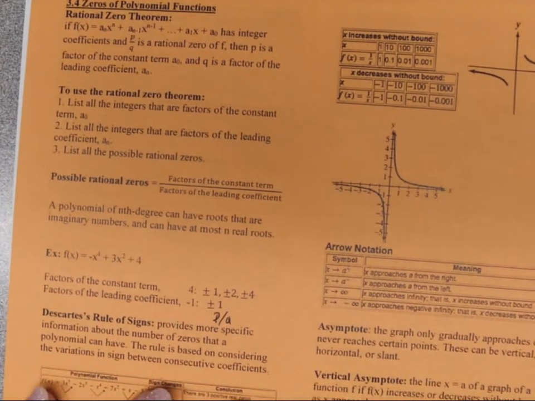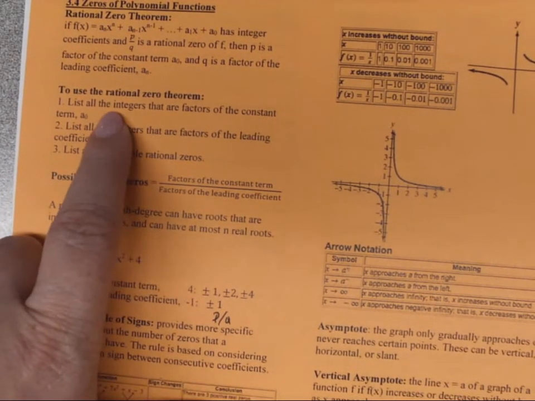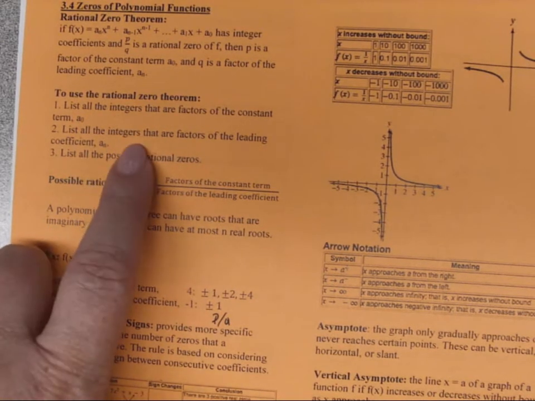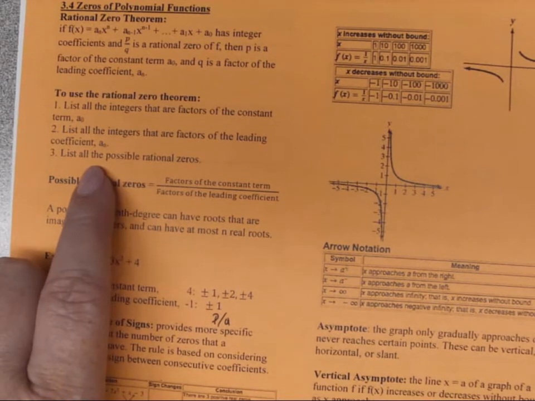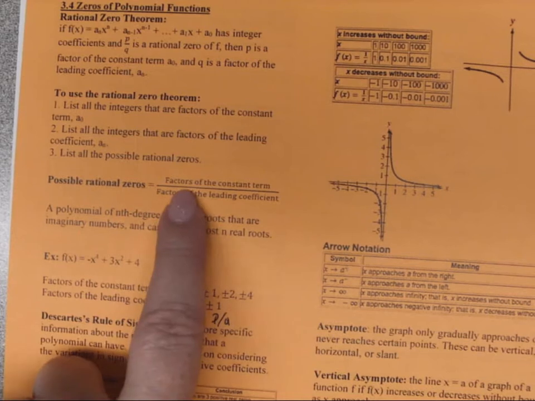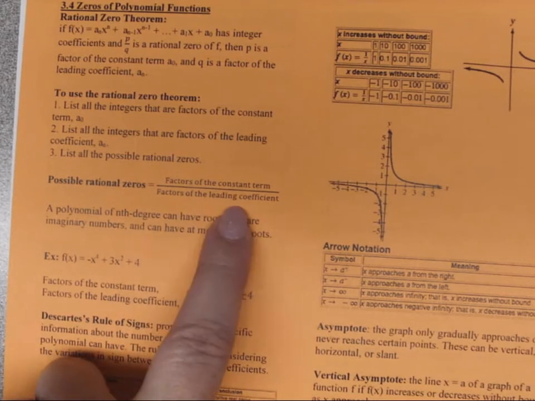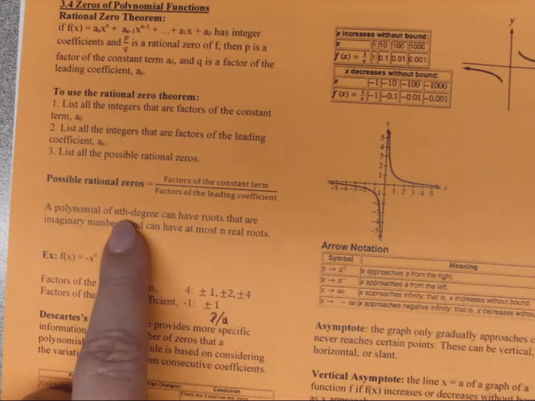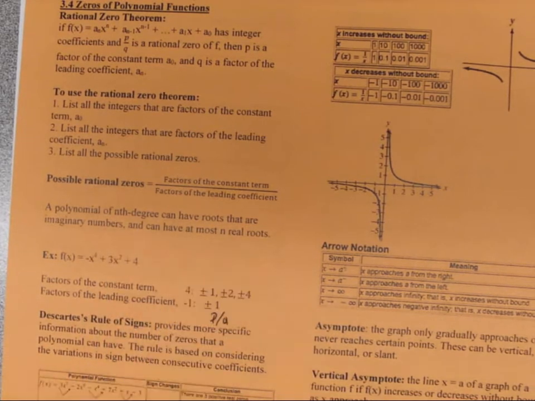So to use the rational zero theorem, we're going to list all the integers that are factors of the constant, and then list all the integers that are factors of the leading coefficient. And then we'll list all the possible rational zeros. So it's going to be factors of the constant over factors of the leading coefficient. And a polynomial of nth degree can have roots that are imaginary numbers, and they can have at most n real roots.